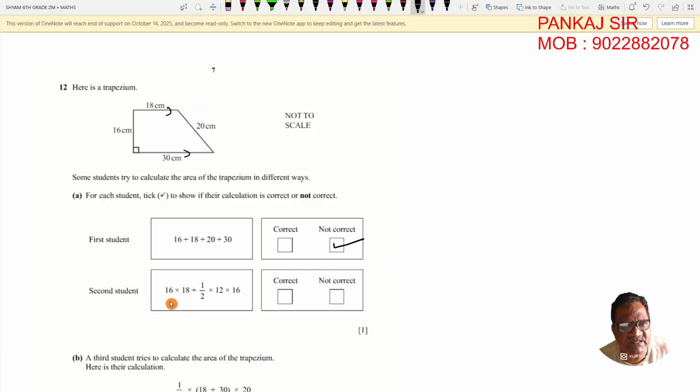Second student, what he did is 16 into 18 plus half into 12 into 16. Now this perhaps seems to be okay. Now suppose I divided this trapezium into 2 parts.